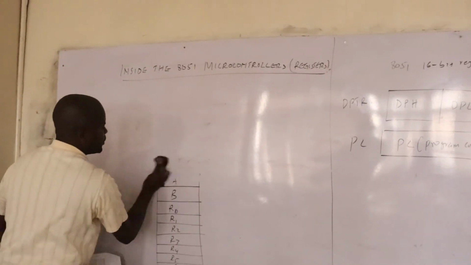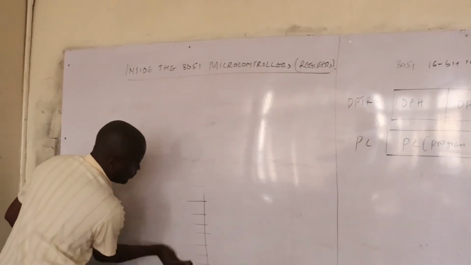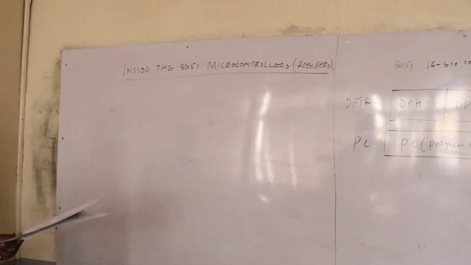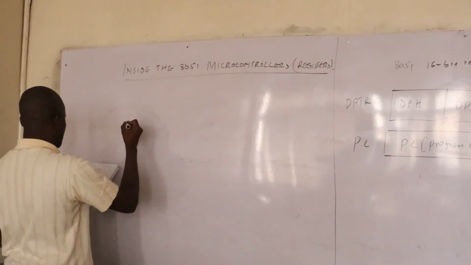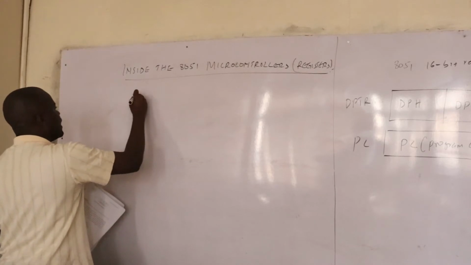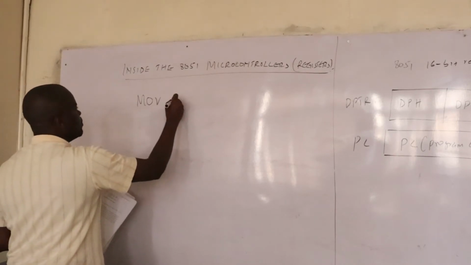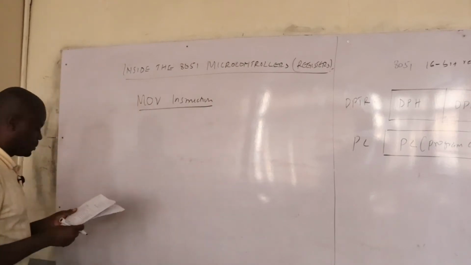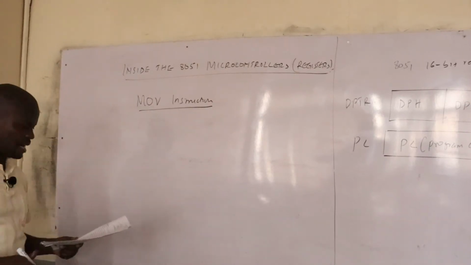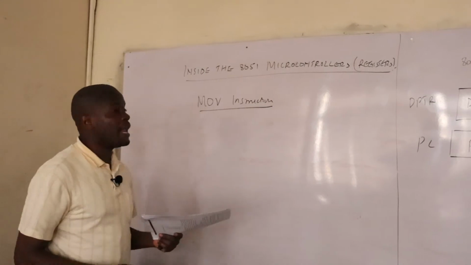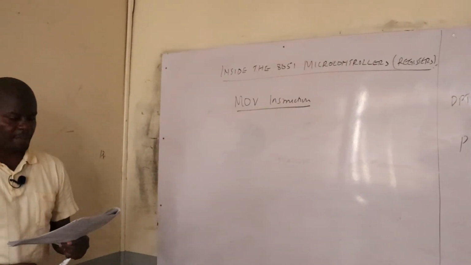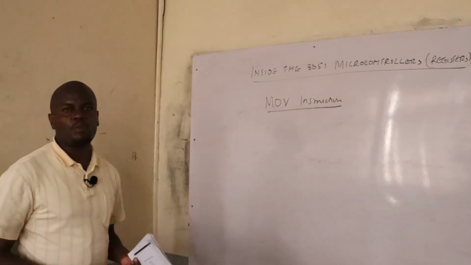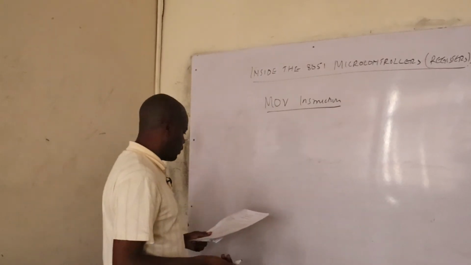Move instruction. So we are going to look at the move instruction. When you talk about the move instruction, it is always written as MOV. It is simply stated as move instruction, and its main work is to copy data from one location to another, and it has the following format.